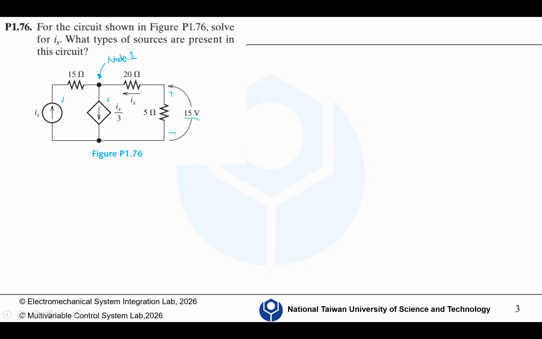Well, we can apply KVL at node 1, or KCL at node 1. Why not KVL? Because we don't know the voltage difference.